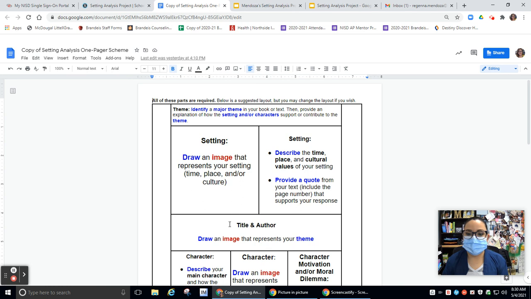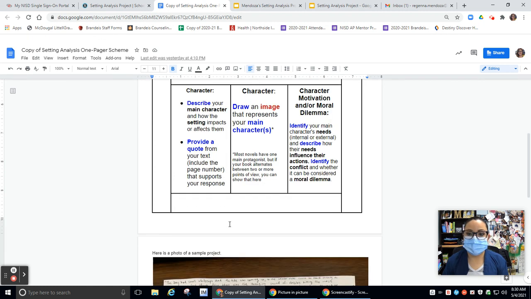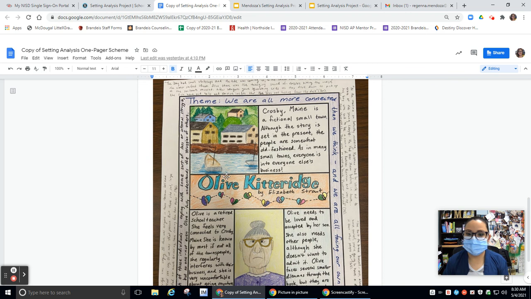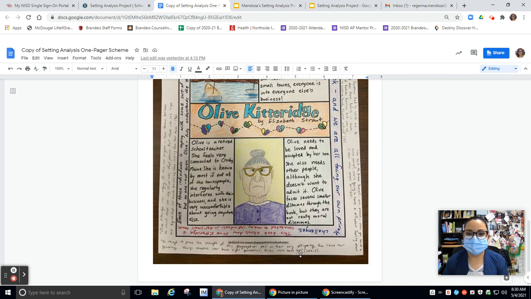So if I'm asking for an image that does something here, if I'm asking for quotes or whatever, all of that information has to be there. You can organize it however you want. But on the second page, here is an example of what a one-pager would look like with the images and the different things that you can handwrite, okay? And then this is how you would submit it.